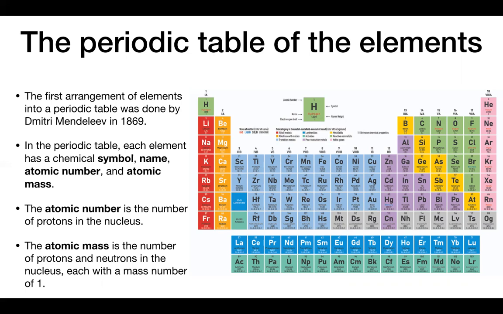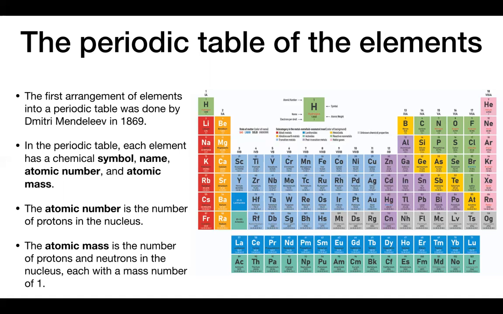The periodic table of the elements is a tabular arrangement of all known elements listed in order of their atomic number. The first arrangement of elements into a periodic table was done by Dmitri Mendeleev in 1869. In the periodic table, each element has a chemical symbol, name, atomic number, and an atomic mass. The chemical symbol is an abbreviation for the element, often derived from a Latin or Greek name for the substance.